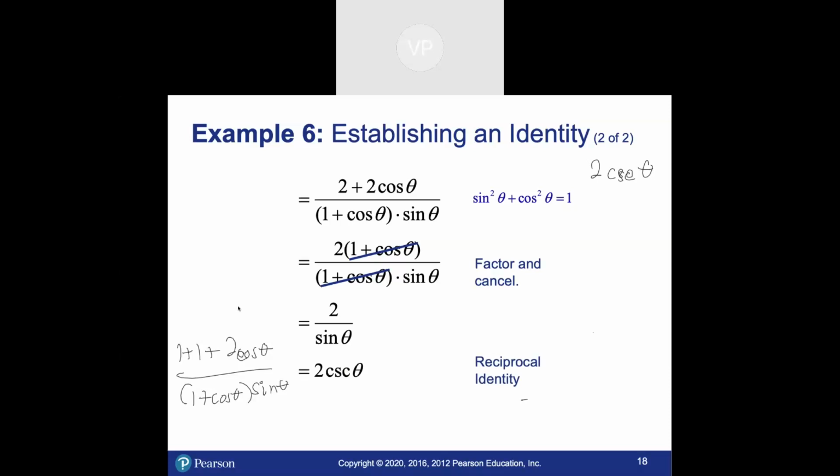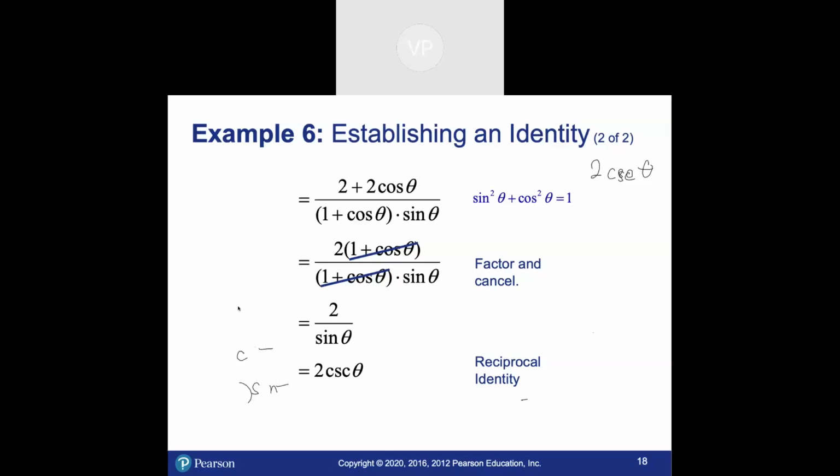And keep in mind that reciprocal identity: we know that 1 over sine equals cosecant. The number doesn't matter. If that's a 10 or a 50 on top, that stays on top. You don't flip over the whole thing. You just flip over the sine part, just the sine. The 2 stays up top there. All right, any questions on any of these steps for this establishment of the identity?